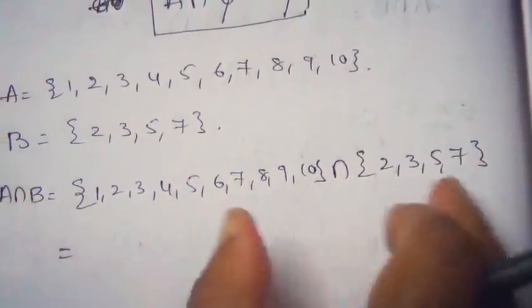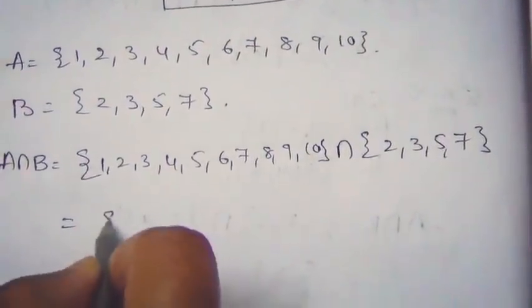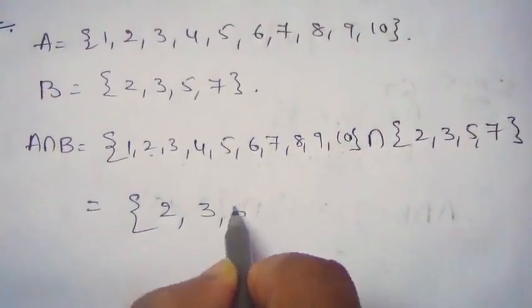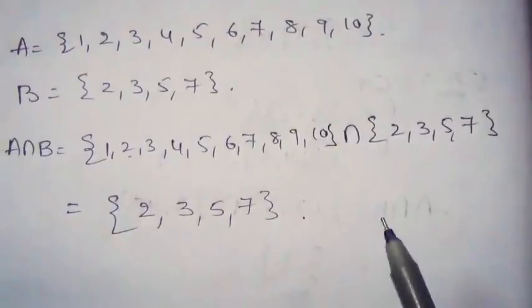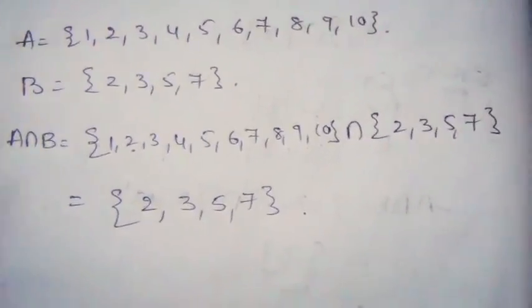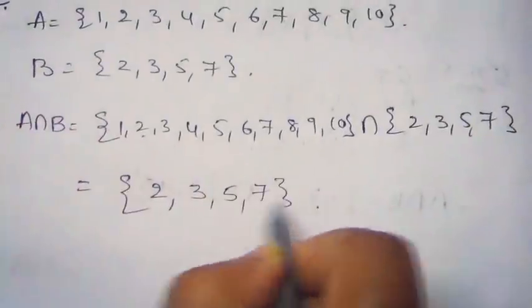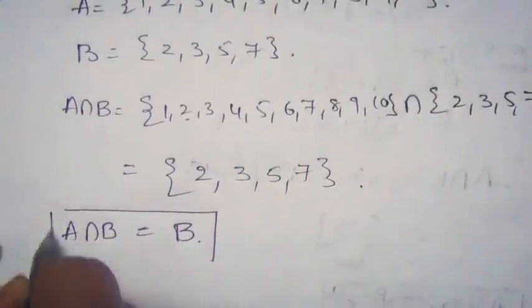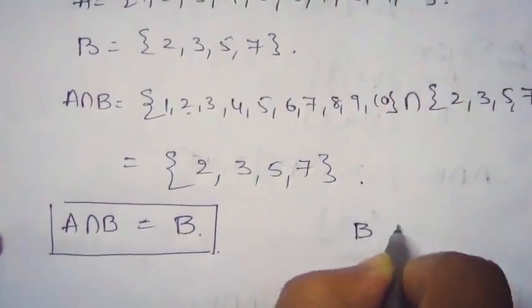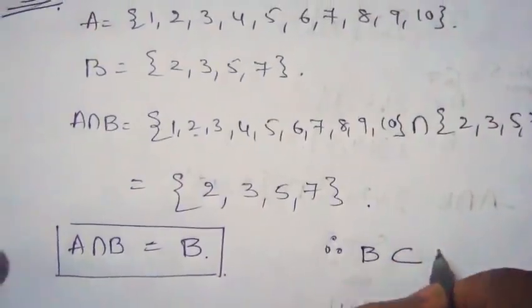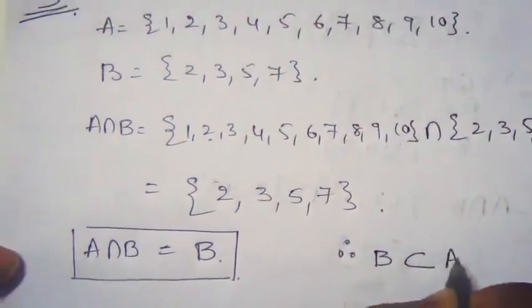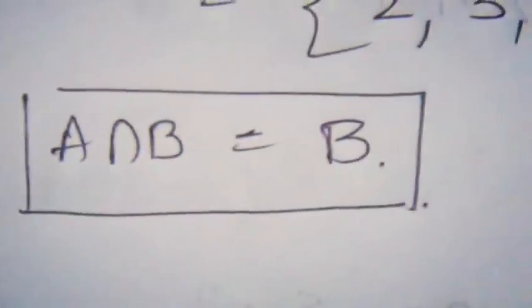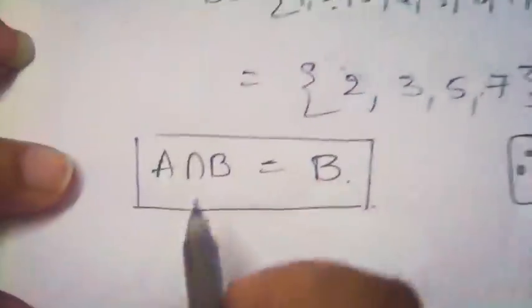Intersection means the common elements in both the sets, right? What are the common elements? 2 is there, 3 is there, 5 is there, and 7. That's it. What is the set 2, 3, 5, 7? Which set was it? B. That is equal to B. Hence A intersection B is equal to B, because B is a subset of A. So it was already given, show that A intersection B is equal to B, hence it is proved.